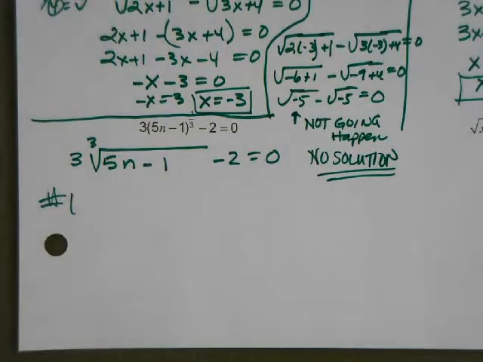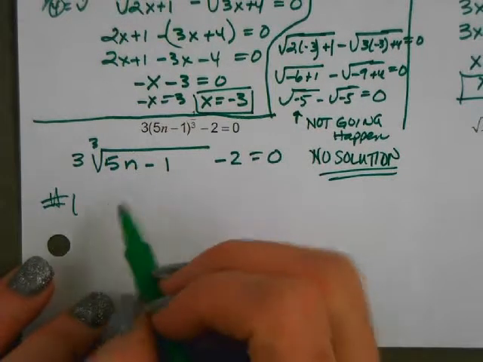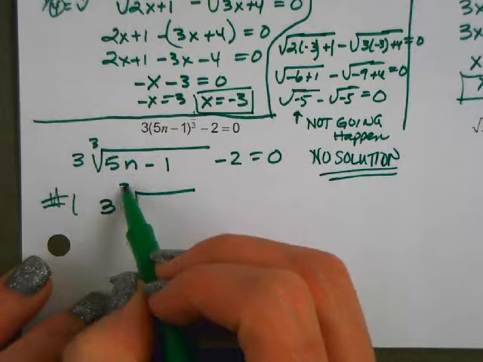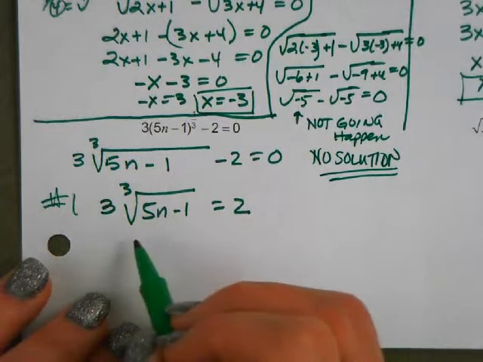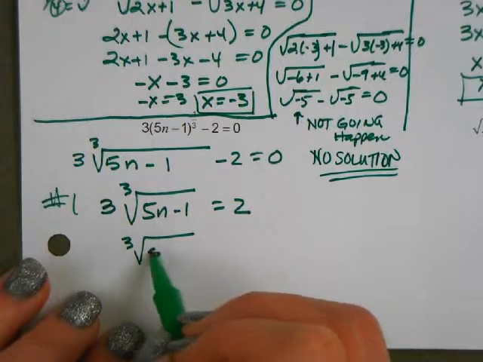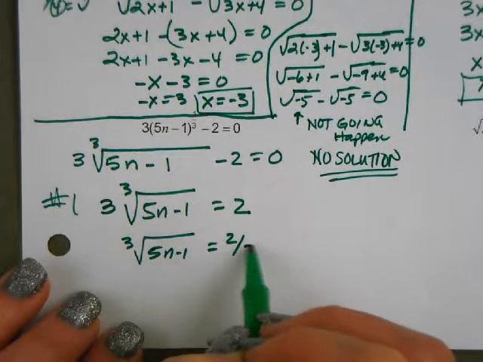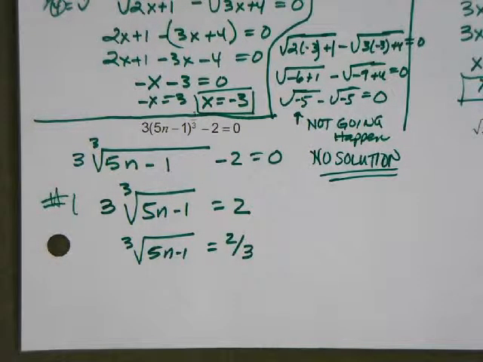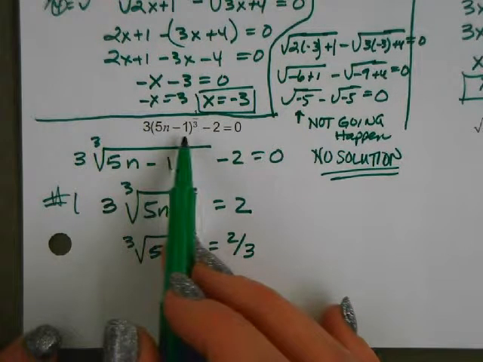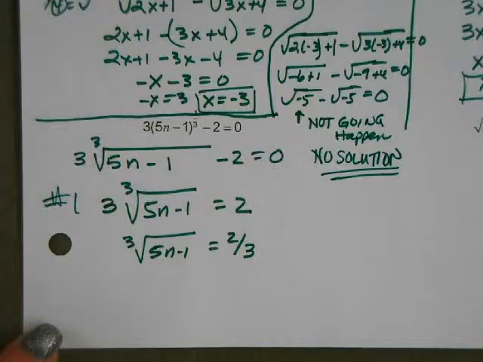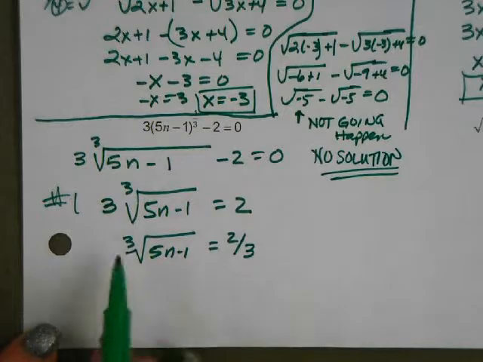So when you guys isolate it, hopefully you got it to look like 3 times the cube root of 5n minus 1 equals 2. And then you can divide by 3. So you'd have the cube root of 5n minus 1 equals 2/3. So that's number 1. Okay? Because it's a 3 in front of it, it's like 3 is being multiplied by that. So you want to divide by it.